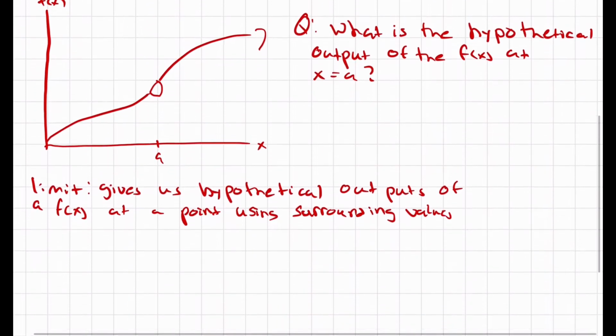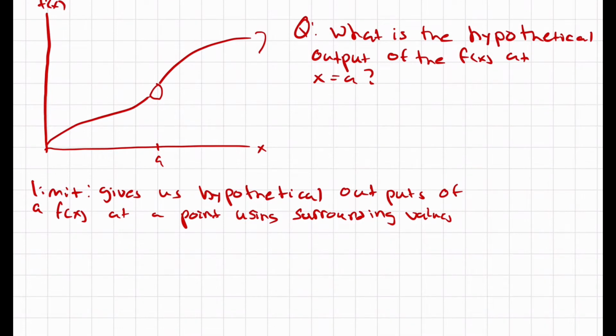Well, if we look at the graph right here, at the point a, the value is undefined, meaning that there's no numeric value attached to it. We can't really say what it is. So the next best thing is to say, okay, well, what is the hypothetical value? What would be the output if the point was continuous, if there was actually something there? Well, what we can do is use surrounding points in order to answer that question.